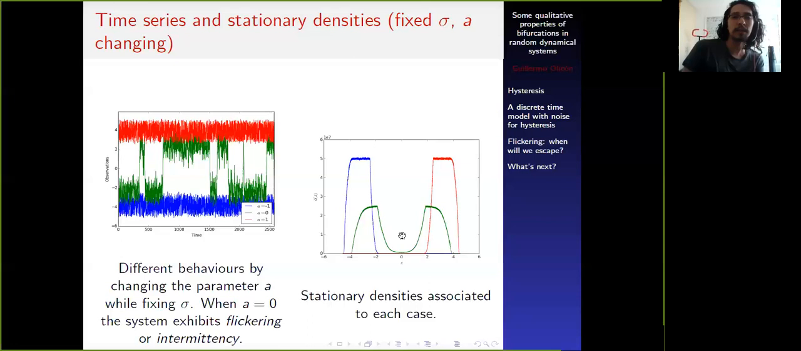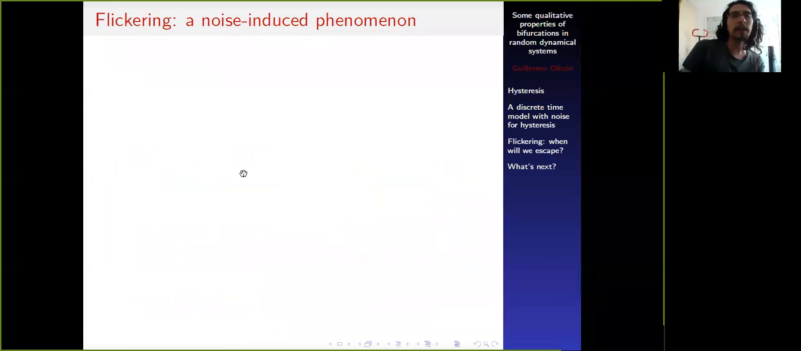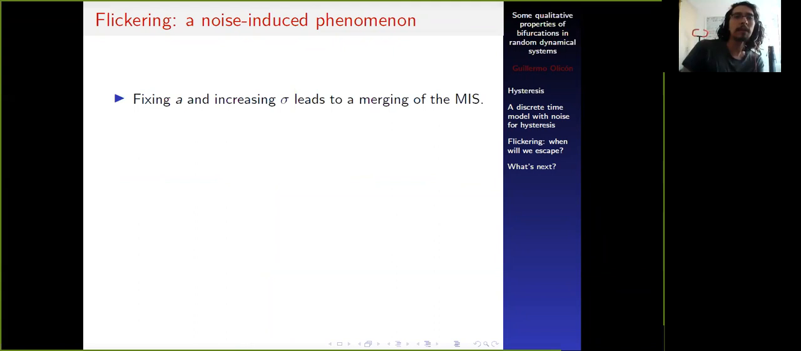The stationary densities. Okay, so assume we are in this scenario where we can observe flickering, and we are interested, for example, in the time it will take the system to escape from what we call an almost invariant region. So if we observe the system spends lots of time here, how often will we observe it jump out, right? So this is the first question we try to answer. And for this, before I'm going to give some comments about the flickering phenomenon. So we're going to fix A.